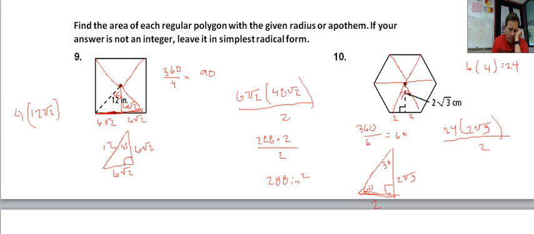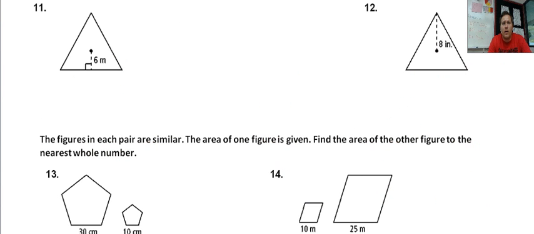So 24 times 2 is 48 rad 3. 48 rad 3 divided by 2 is going to give me 24 rad 3 square centimeters. That's my final answer. Alright, same thing. Takes us a little while for these problems, but we should be able to get it. These are both triangles.